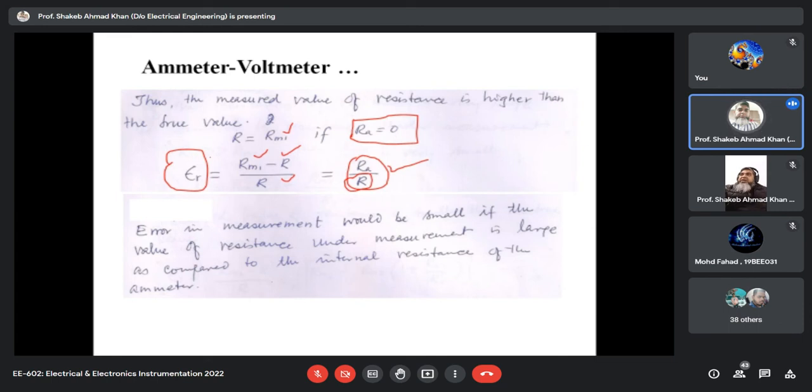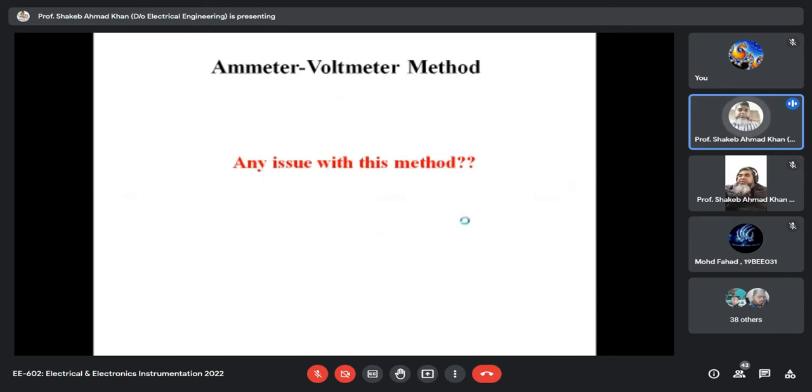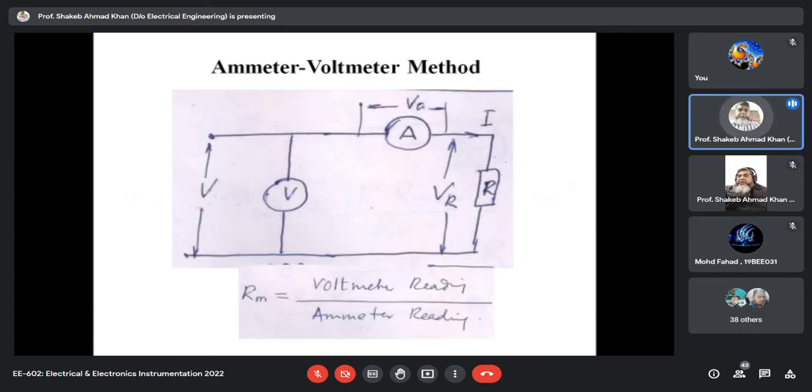So are you able to understand whatever I spoke about this circuit and this method till now? If you have any question, you can ask, please.